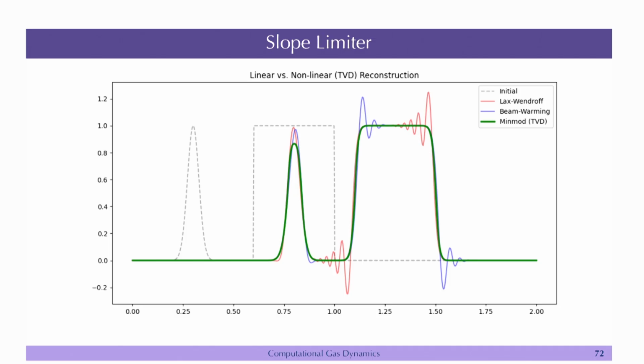Again the same problem, we have the Gaussian wave and the square wave. If you use, for example, Lax-Wendroff or Beam-Warming, you will have these wiggles that we discussed earlier, but if you use a minmod filter, you see this is slightly dissipative, but all the wiggles are gone. You can see that all the wiggles are gone here and it is a very nice smooth profile, and it is basically a TVD reconstruction. It is non-linear because we have this r function which takes the ratio of i minus 1 and i plus 1, i.